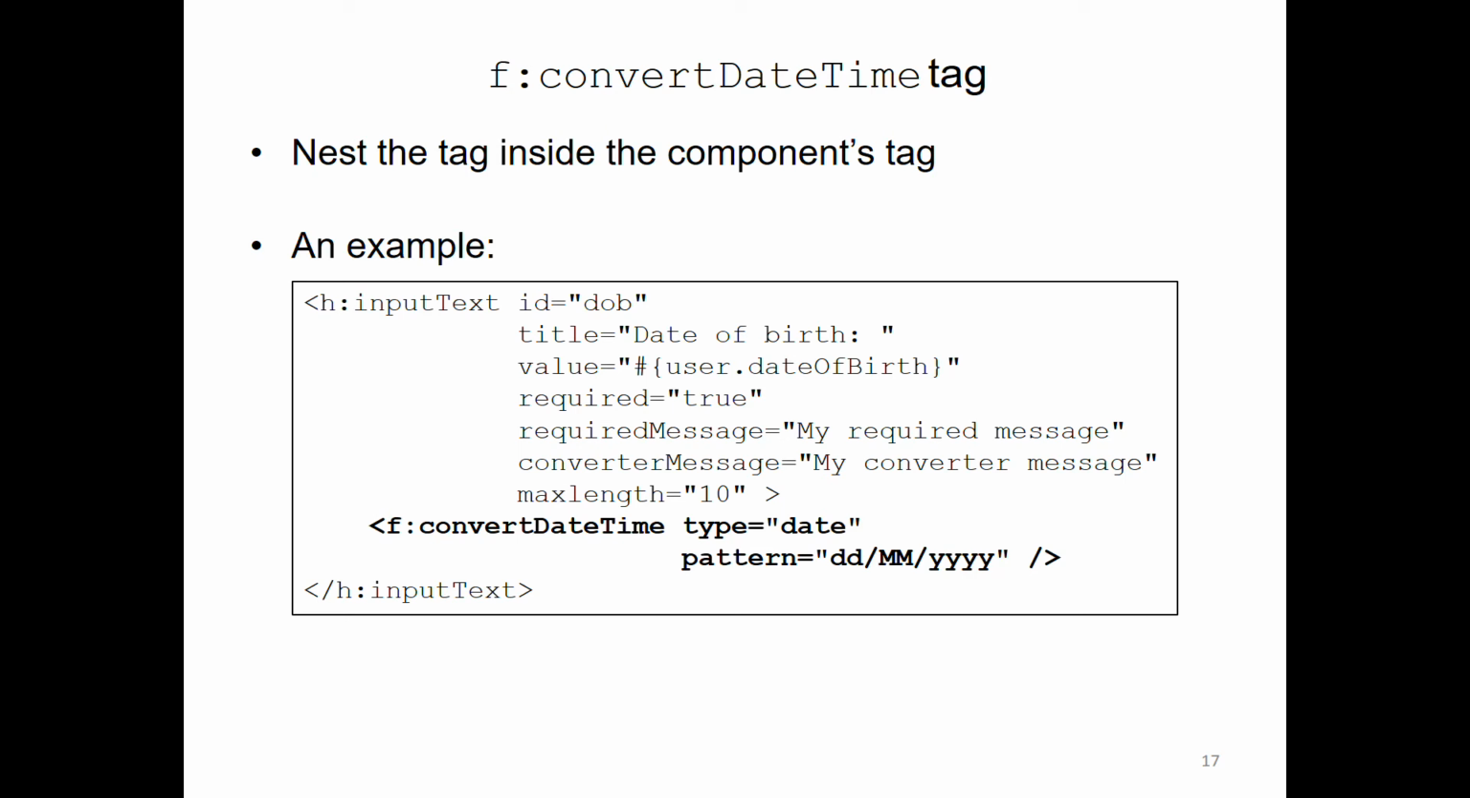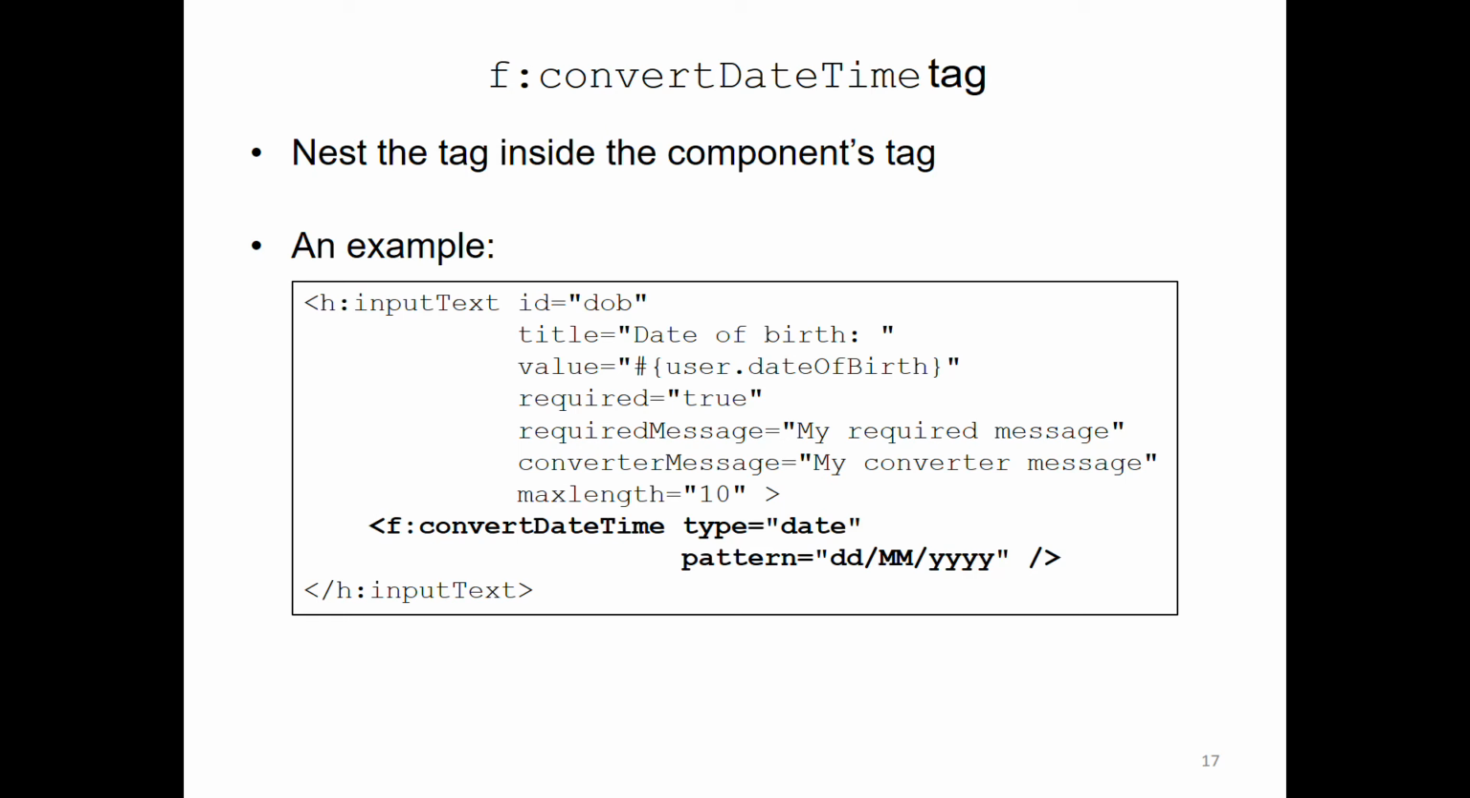We've got an input text, ID equals DOB, title, date of birth, so thinking about some accessibility things here. Value equals, so we're binding this to a property in a bean. Required, with a required message, converter message if the conversion fails, and we can specify in this example a maximum length. These are all attributes.